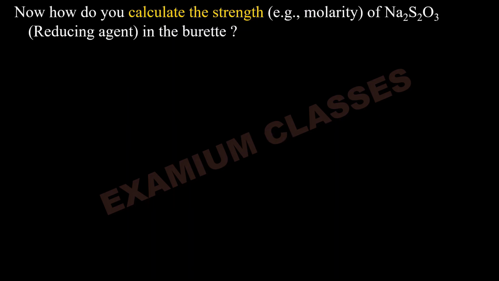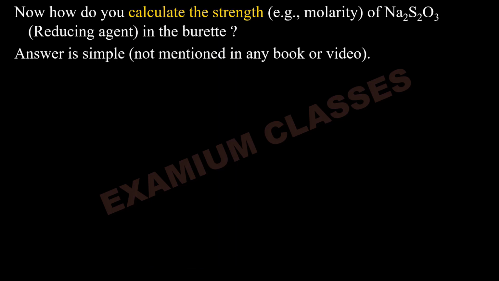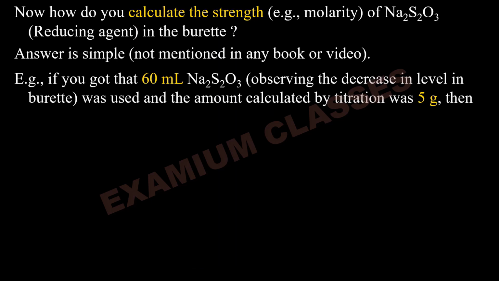Now, how do you calculate the strength or molarity of the sodium thiosulfate reducing agent in the burette? And that is something most of the books and videos have not talked about. Answer is very simple. For example, if you got 60 milliliter of sodium thiosulfate, this can be any amount, okay? I'm just taking an example of 60 milliliter. How do you get that amount? You get that amount by the decrease in the level of burette.